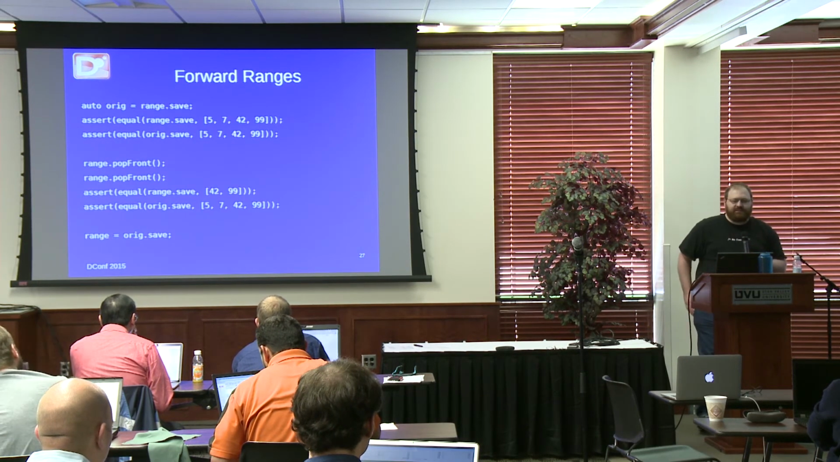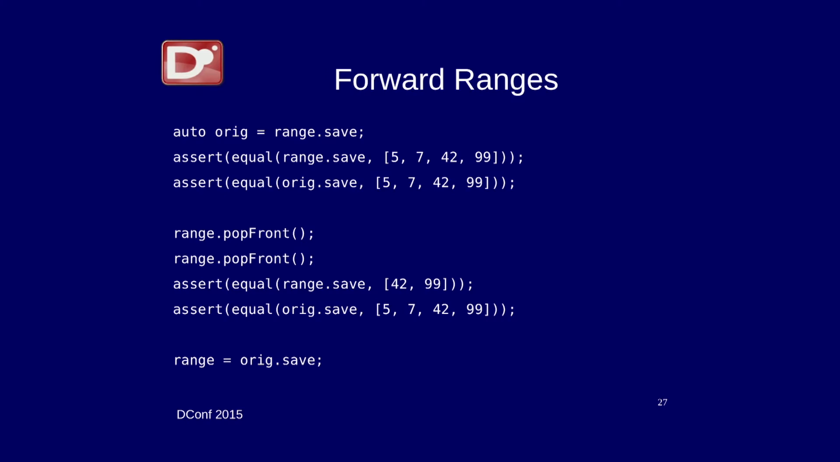So in this case, we've saved the original range so that when we iterate over range, it doesn't affect the original. So if we pass it to equal, the equal function will iterate over the two ranges and verify that they're equal. Notice we saved on both of them because if range is a reference type, equal will eat the whole thing and it will now be empty.